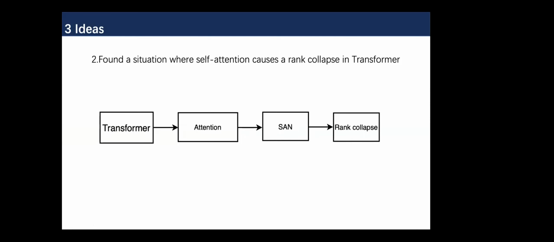The second part is that we find SAN has a strong inductive bias towards token uniformity, which is also called rank collapse. It's just like a rank-1 matrix. We also call it rank collapse. We found this kind of phenomenon.